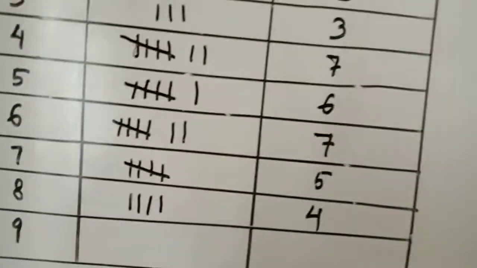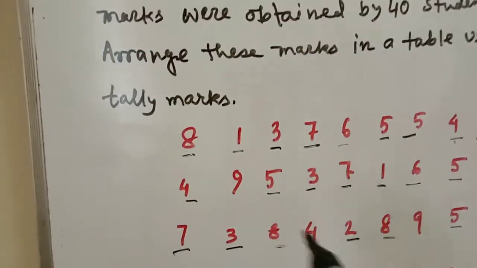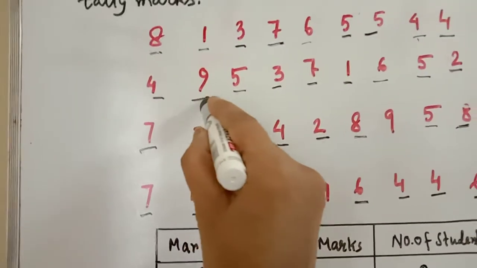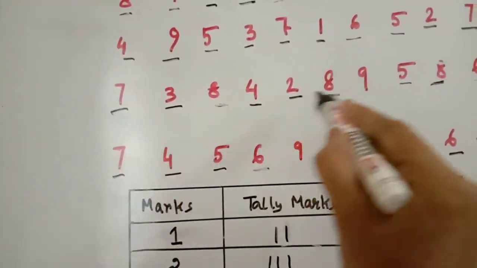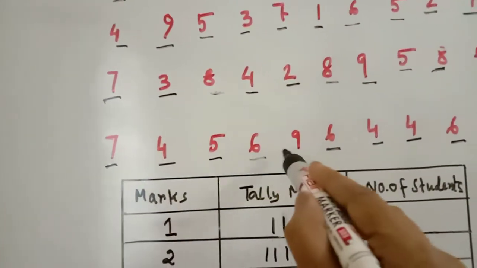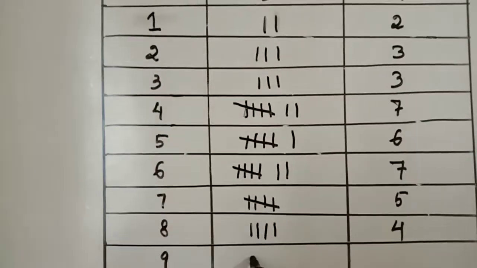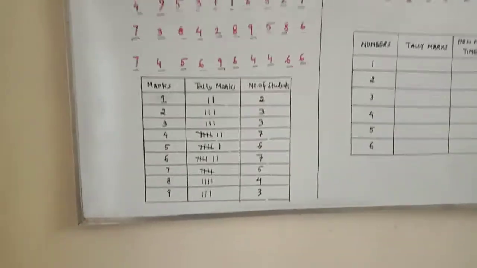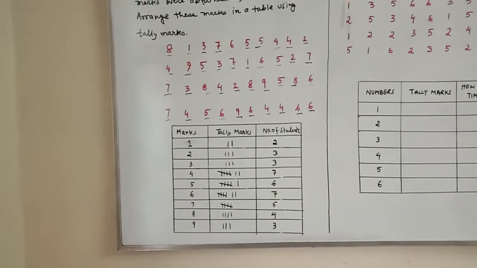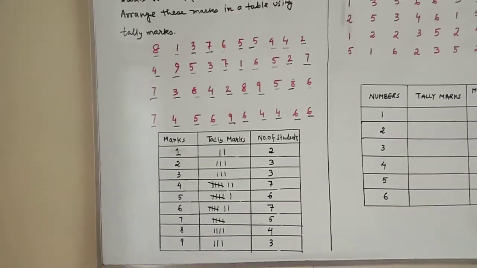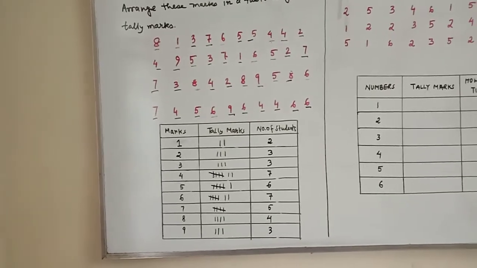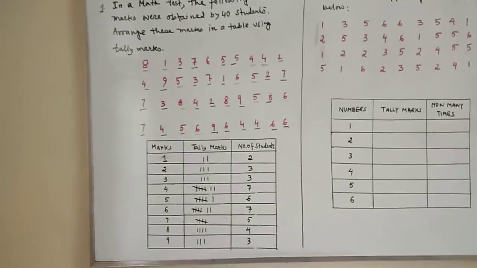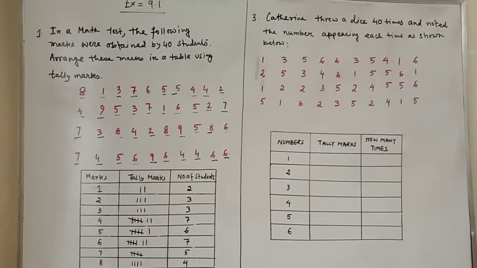Now 9 comes. Find out how many times 9 is there. In this line no 9. In this line only one 9. 2, 3. So 1, 2, 3. So how many times can you see the numbers here? You have to count the tally marks also, and in this way you have to complete the work. Understood? In the same way you have to do the next sum also.